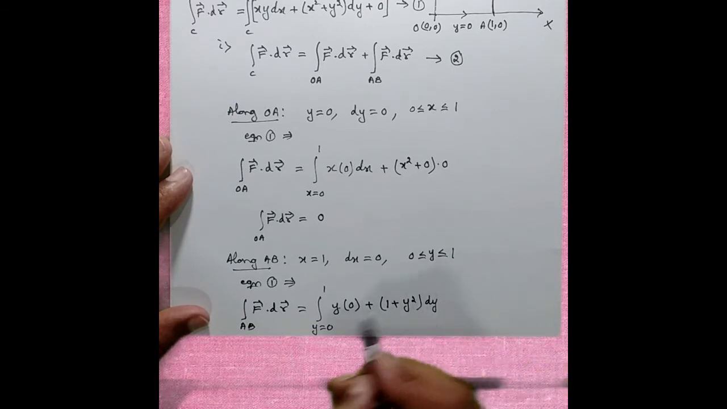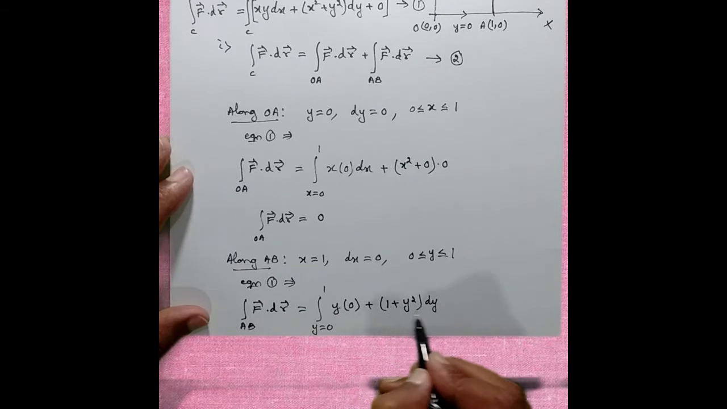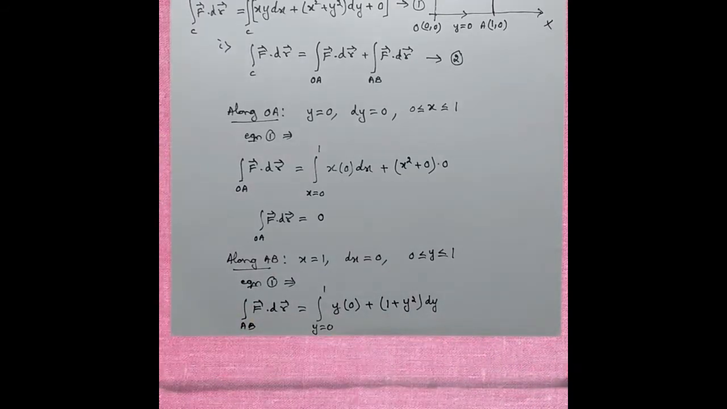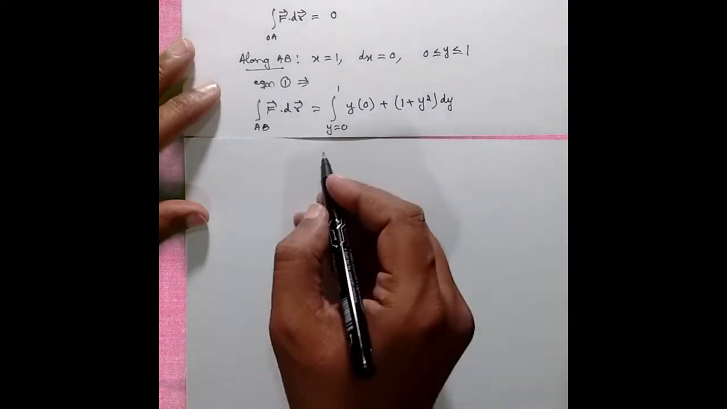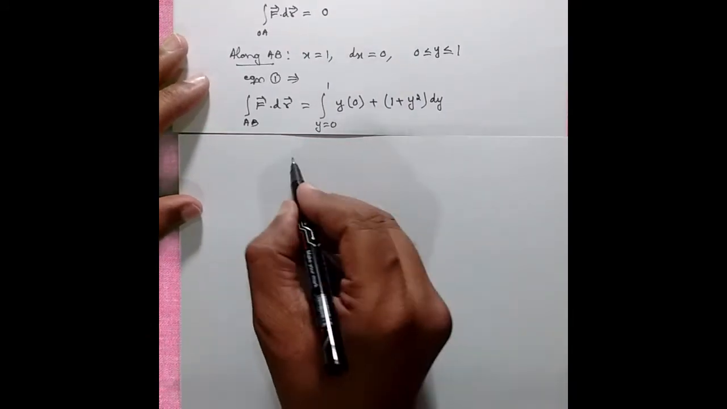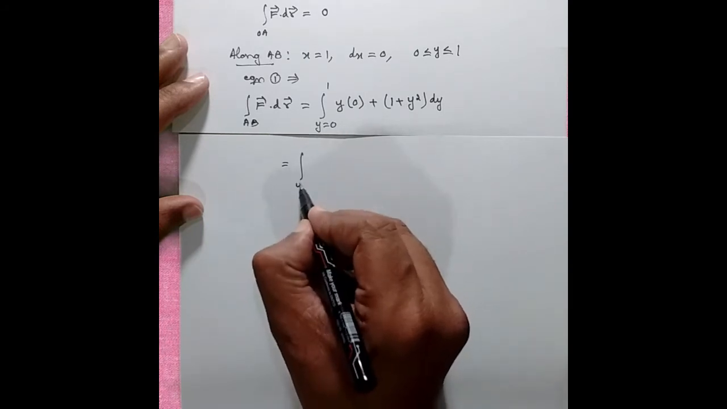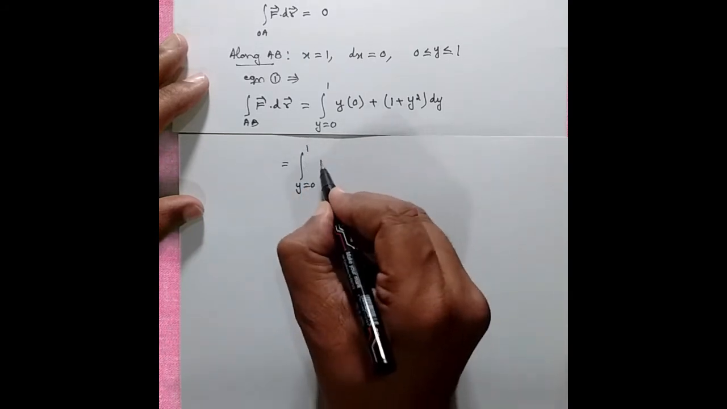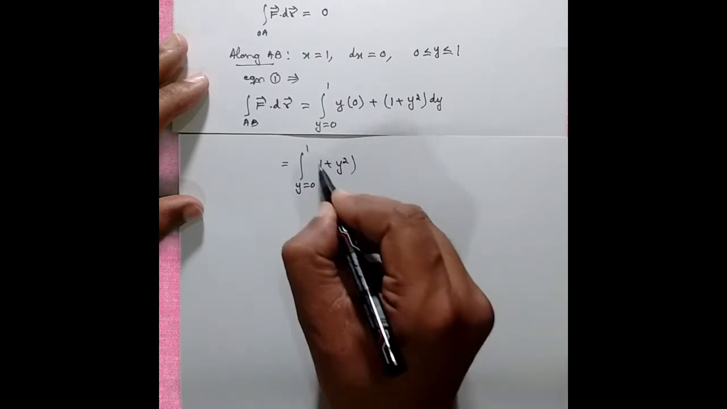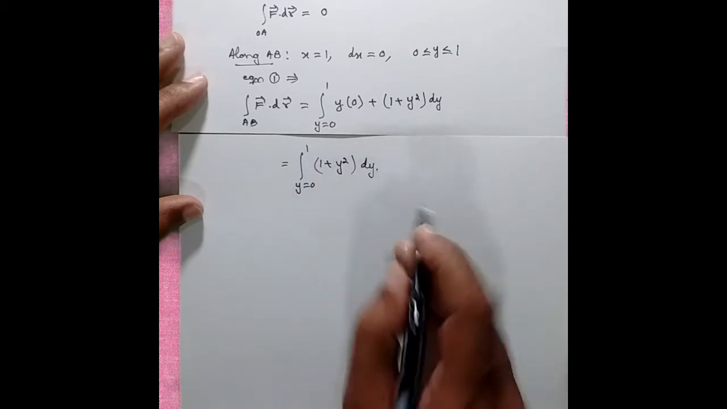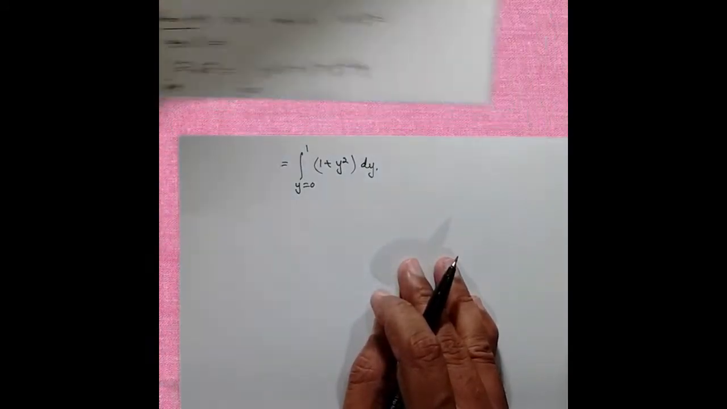Alright, this is the value. However, this first term is 0 over here. You only have to evaluate 1 plus y square into dy. So if you try to evaluate this one, the first term is 0, so you have only y from 0 to 1 of 1 plus y square into dy. So you have to evaluate this particular integral.